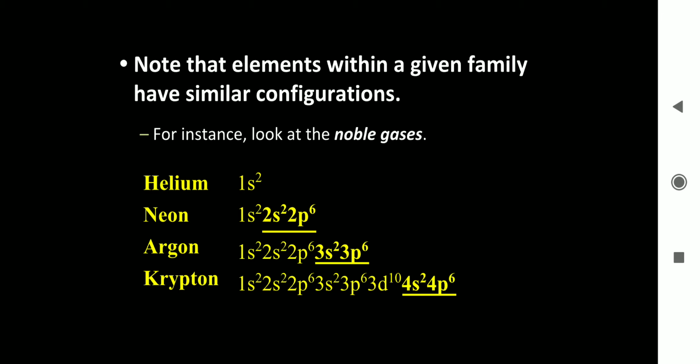See, neon's valence shell has 8 electrons in its second energy level s and p orbitals. Argon has 8 electrons in its third energy level s and p orbitals. Krypton has 8 electrons in its fourth energy level s and p orbitals. So their common electron configuration is ns2np6.